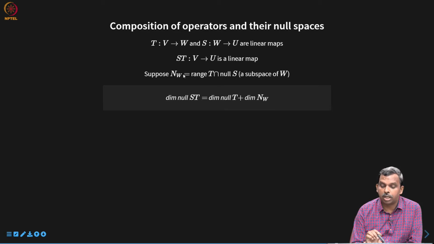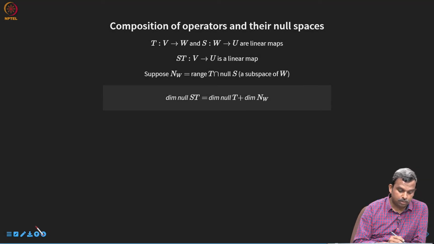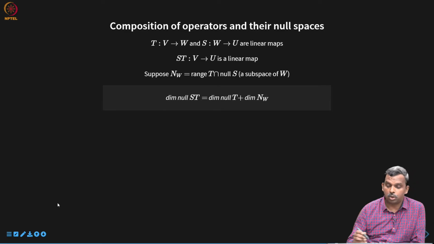This subspace is very important. This will play a crucial role in how to determine null of ST. So in particular, here is the relationship. The dimension of null of ST equals the dimension of null of T plus the dimension of this NW. So this is the important relationship, and it sort of makes sense in so many different ways. I'll draw a picture soon enough to clarify this, but let's go through and try and prove this first in some fashion, and we'll understand. So maybe I should draw a picture right away, or maybe I should wait for the proof to come out and then I'll draw it.